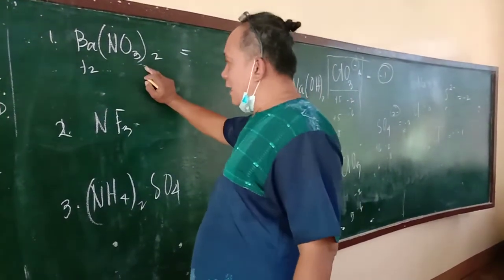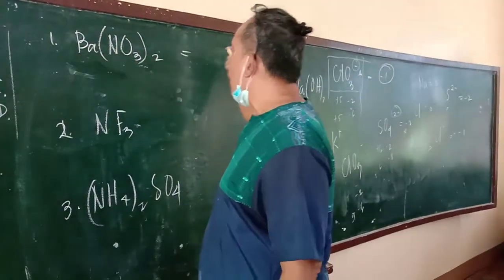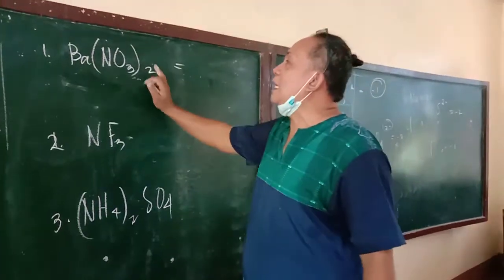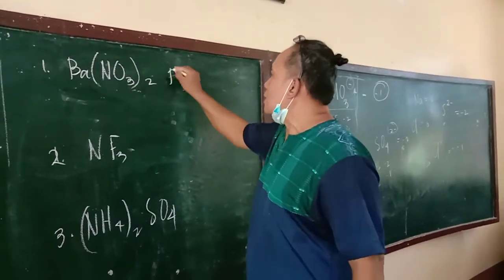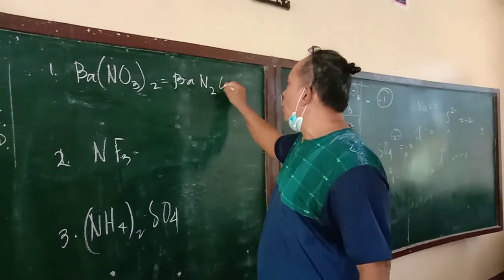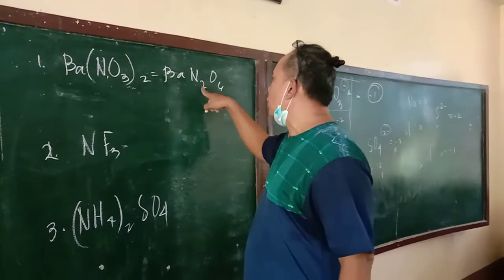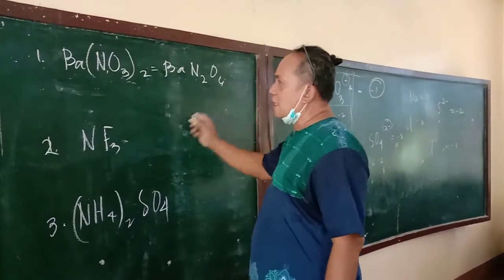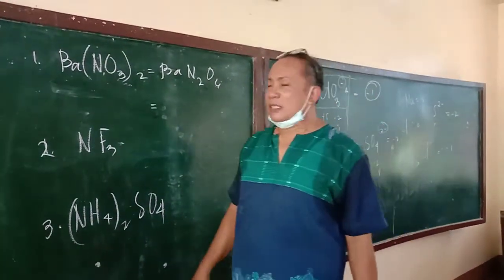Now for nitrogen. Before answering this one, let us remove the parentheses. So it becomes barium N2O6. This is understood as 1. So, 1 times 2, 2. 3 times 2, 6. Okay, we are now ready to determine the oxidation number.